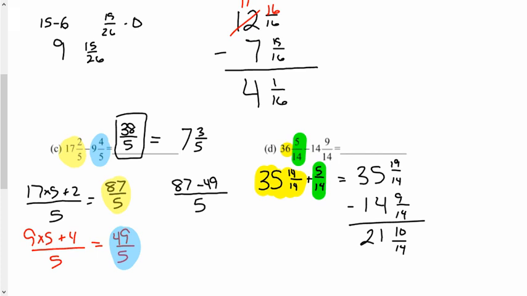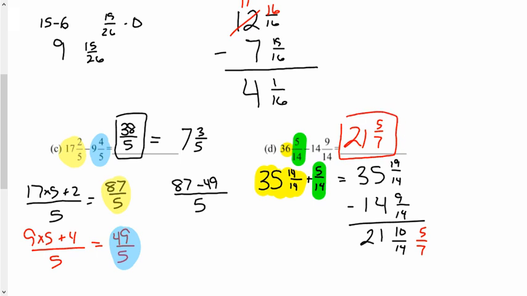10/14. Now we're not all the way done with this, and that's because 10/14, those are both even. And so those will reduce down to, if you divide each by 2, that becomes 5/7. So my final answer is 21 and 5/7 for this.